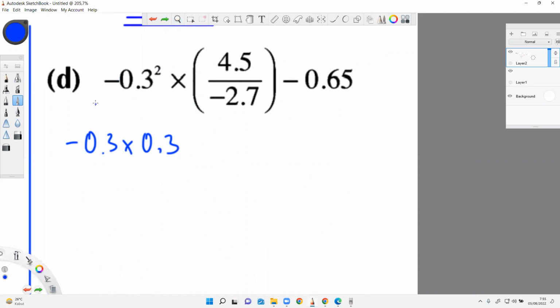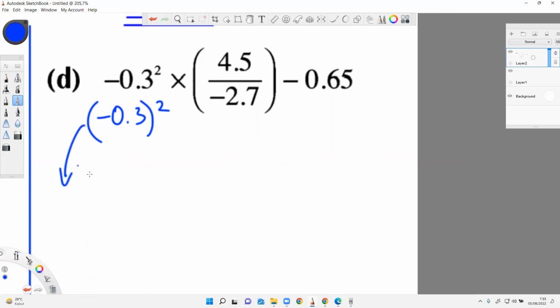How about if I have another condition? Negative 0.3 in a bracket squared. So who gets the square? All of the number inside the bracket. So in that case, negative 0.3 times negative 0.3, so you multiply both negatives. But in our question, the square only belongs to the 0.3.